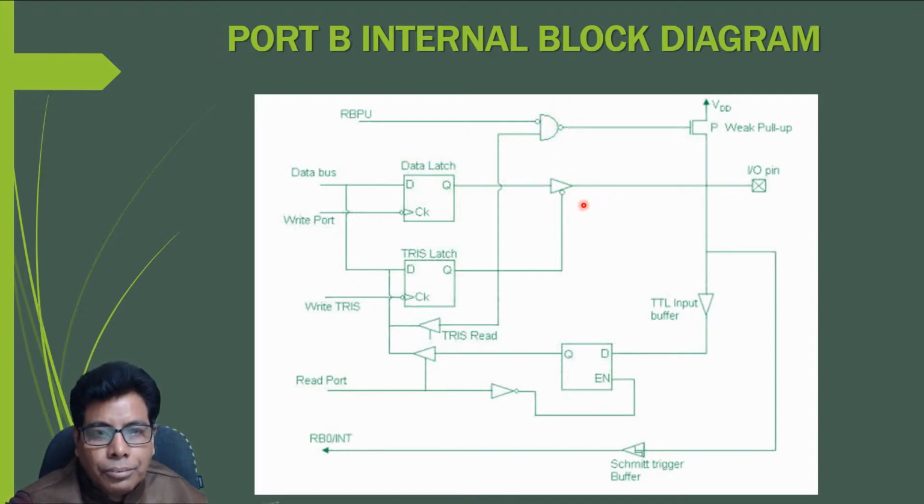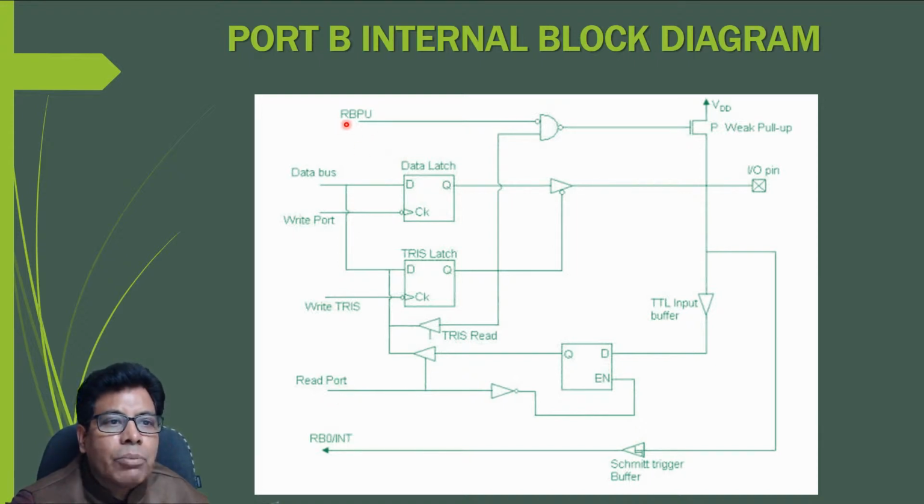So the pin will now be the output pin, and it can output the data. And when we write 1 to this TRIS latch, 1 will be here, and it will disable this buffer. Then the pin will not be able to output the data. Instead, we are able to read the data. Through the input buffer, it will be given to the input latch, and then we can read the port. So in this way it will work.